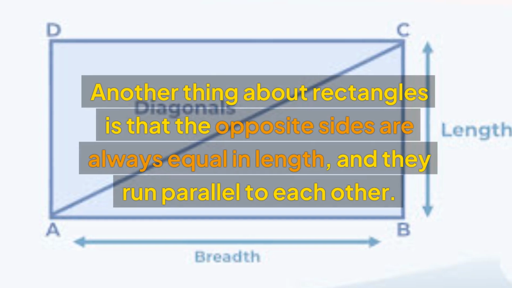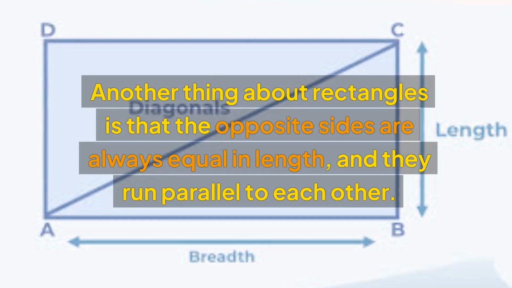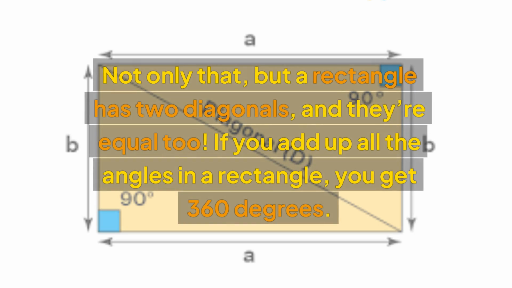Another thing about rectangles is that the opposite sides are always equal in length, and they run parallel to each other. Not only that, but a rectangle has 2 diagonals, and they're equal too. If you add up all the angles in a rectangle, you get 360 degrees.